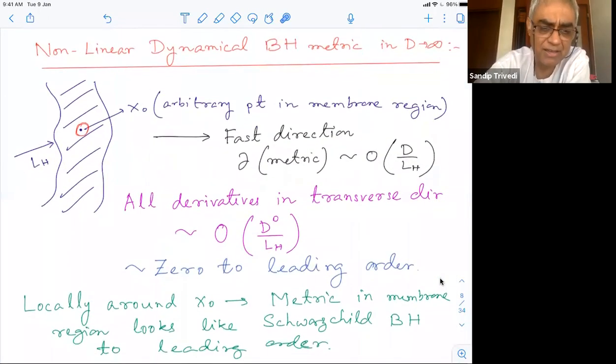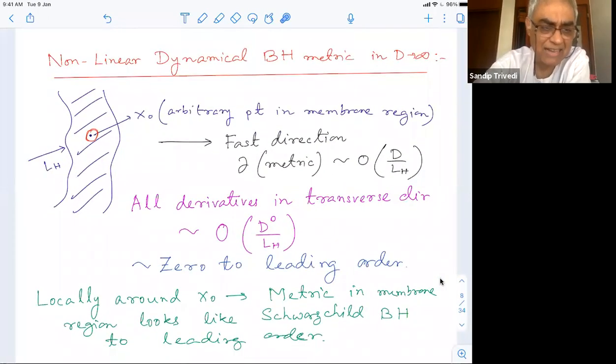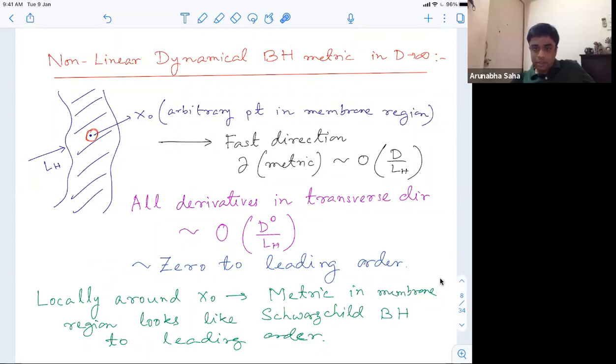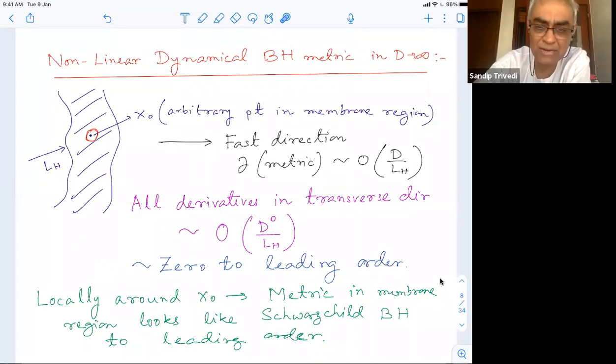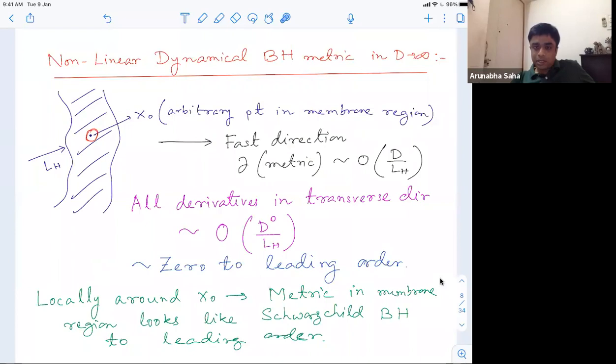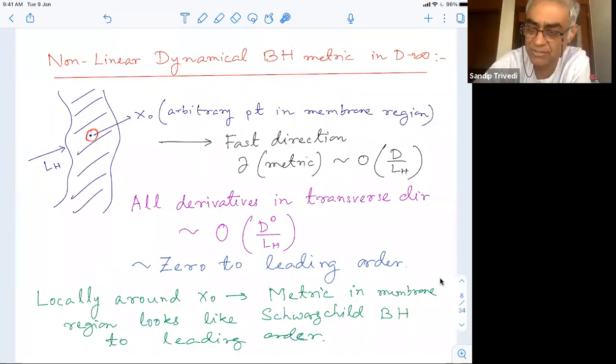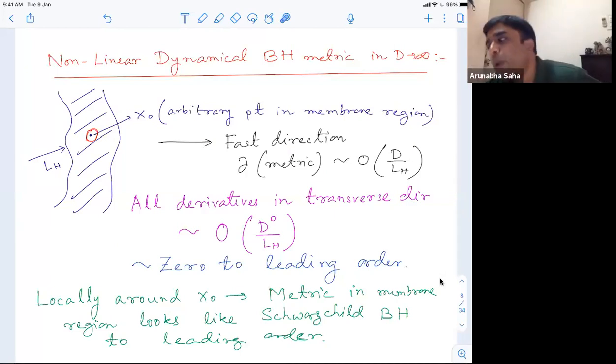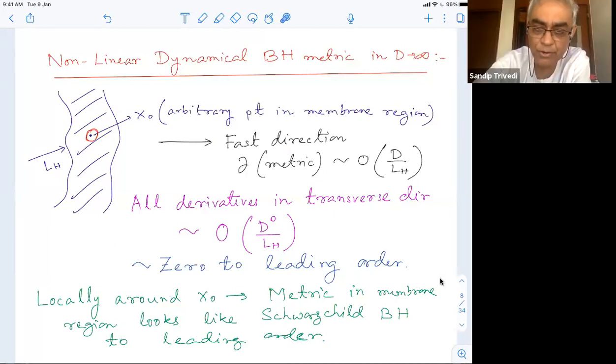Sorry, Arunabha, I'm missing something. I understand why you have a fast direction, but there are many transverse slow directions, right? Which are transverse to this one fast direction. Isn't that right? Yes. And then the dynamics along the slow directions will be quite non-linear, no? Yes. You'll have to solve partial differential equations along those directions. Yeah, but all those derivatives are order 1.